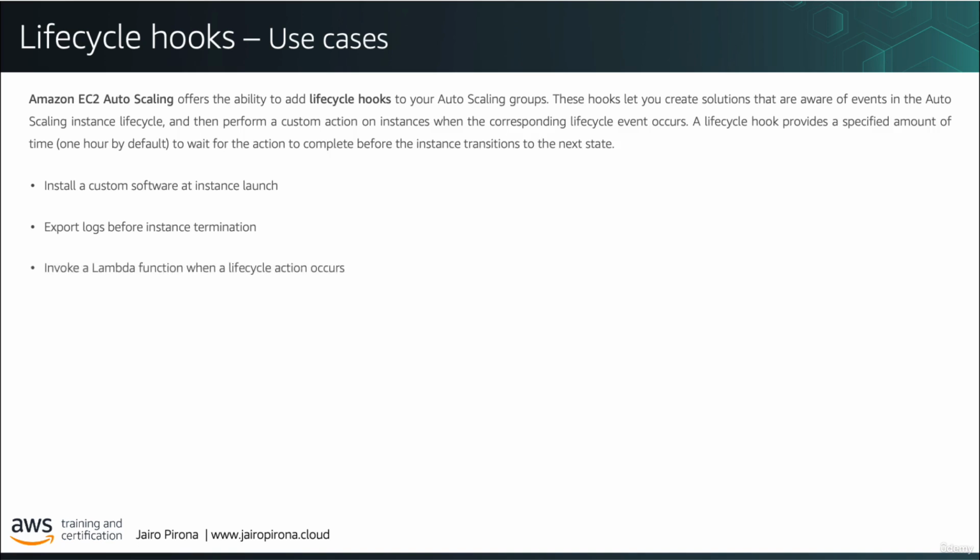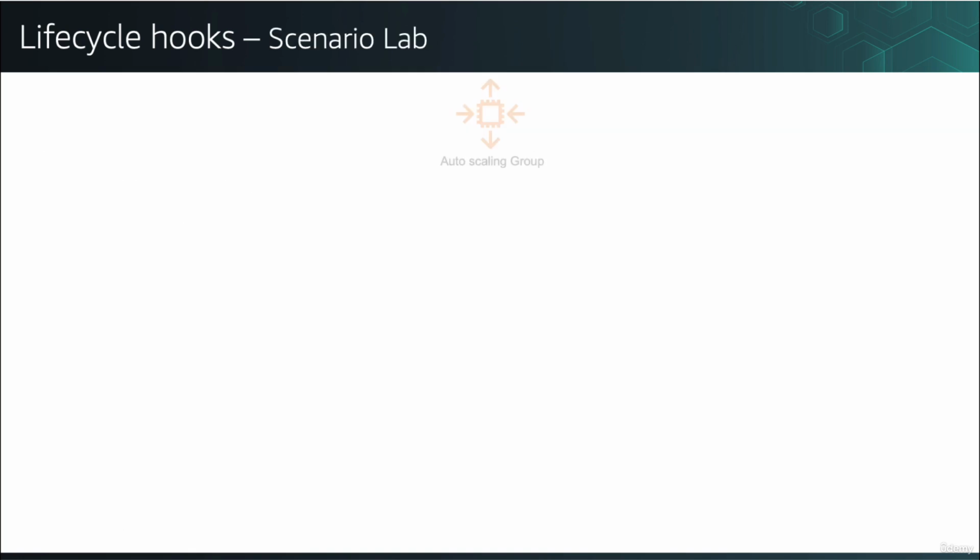They can also be used to invoke a Lambda function. AWS Lambda is a service that allows scripts to be executed. They can also be used to send notifications when an instance launches or terminates. So, with all this information in mind, let's talk about the scenario we are going to set up. To use lifecycle hooks, we will need an auto-scaling group. We can use the one we have already configured above.